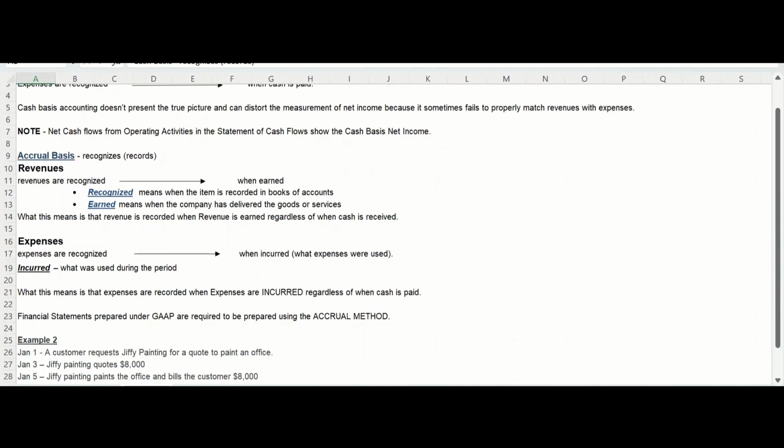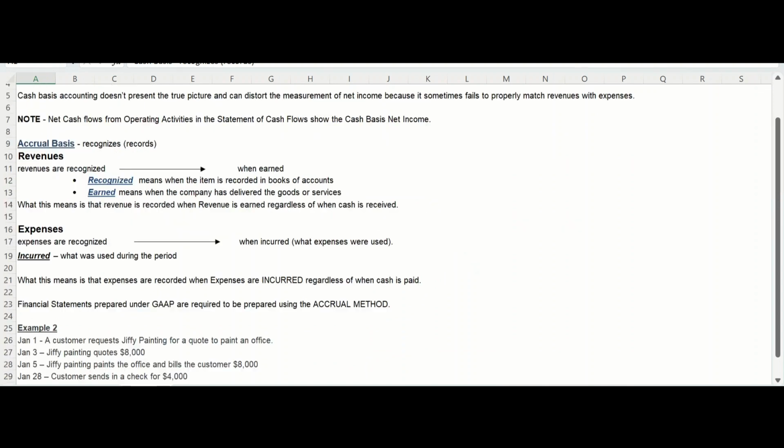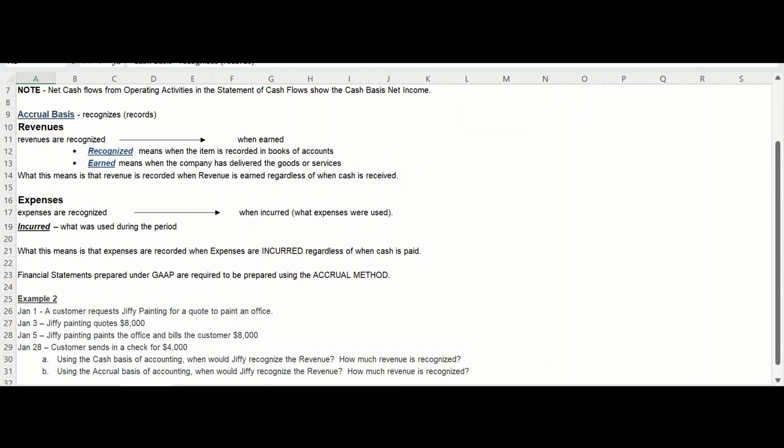So let's look at example 2 to talk through how cash and accrual basis differs. We have on January 1, a customer requesting Jiffy Painting for a quote to paint an office. On January 3, Jiffy Painting quotes $8,000. On January 5, Jiffy Painting paints the office and bills the customer $8,000. And on January 28, the customer sends a check for $4,000.